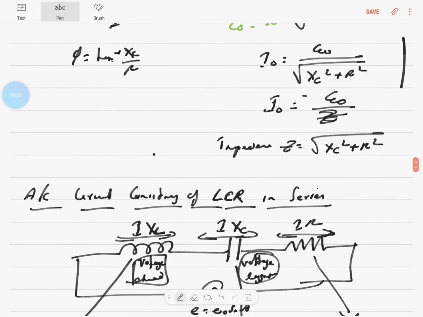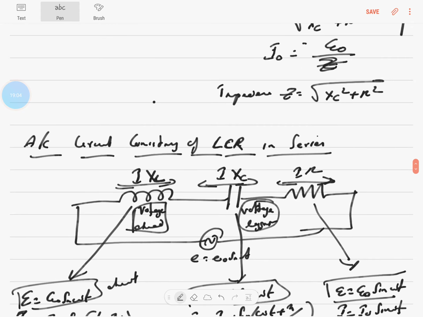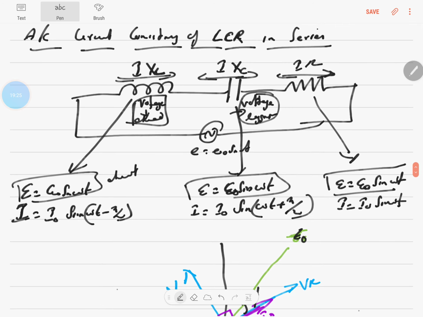So let's go to the next. There is an LCR circuit: an inductor, a capacitor and a resistor. The voltage gets broken down into three, so I will have to break down into components like that. In an inductor, the current is lagging, so the voltage is ahead. In a capacitor, the current is ahead, so the voltage is lagging. Whereas in a resistor, it's going to be in phase. So write all those explanations. Considering E is equal to E naught sin omega t, I becomes I naught sin omega t minus pi by 2, I naught sin omega t plus pi by 2, and I naught sin omega t.